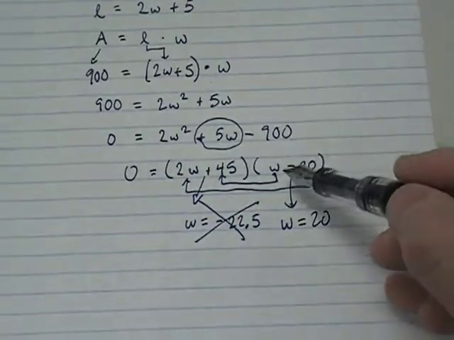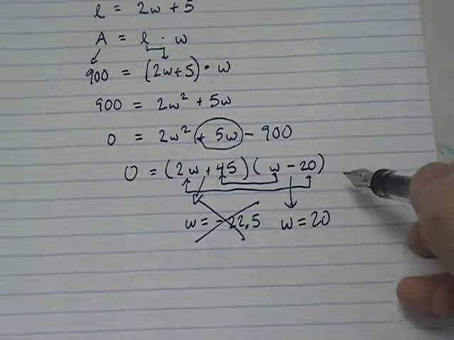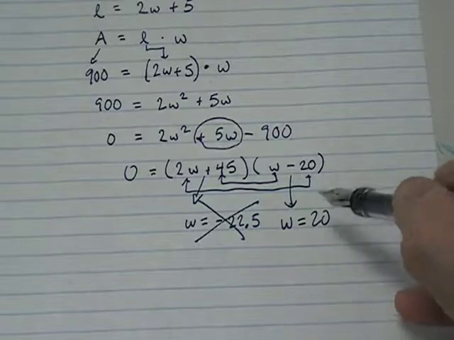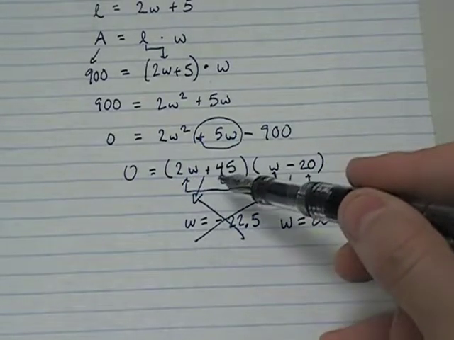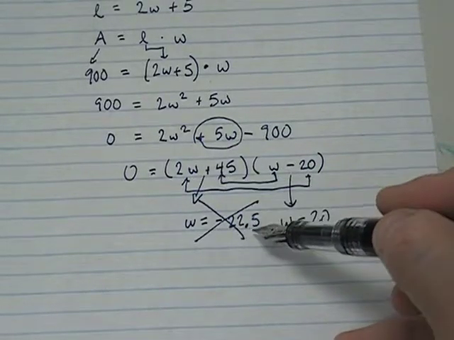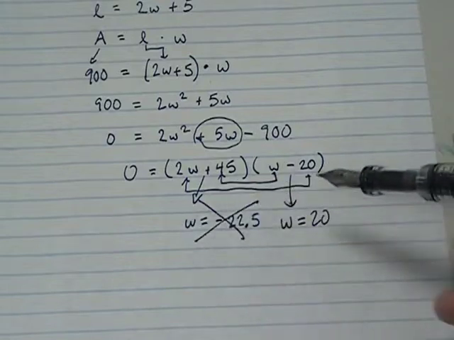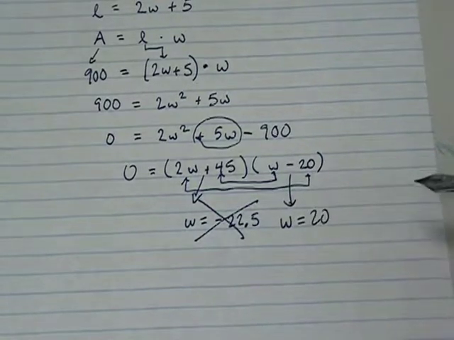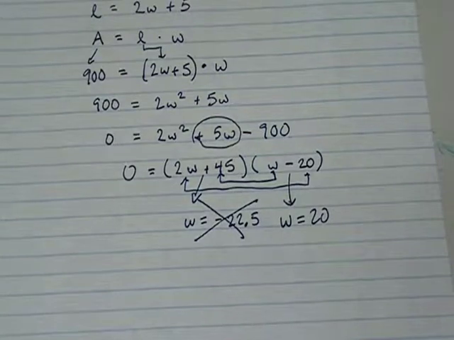And if we solve these, W minus 20, set it equal to 0, you get W equals 20. 2W plus 45, set it equal to 0, solve for W, you get negative 22.5. Now, you notice I've got the negative 22.5 crossed out. The reason that's crossed out is it doesn't work. Now, what do I mean?